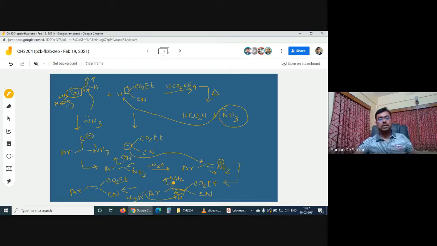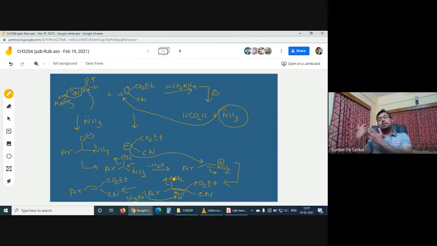So this ammonia, which is getting incorporated in the substrate, will ultimately come out again. So it's kind of a catalysis by ammonia. It's a catalytic behavior. It is not getting incorporated in the final product. Before product formation, it's coming out.